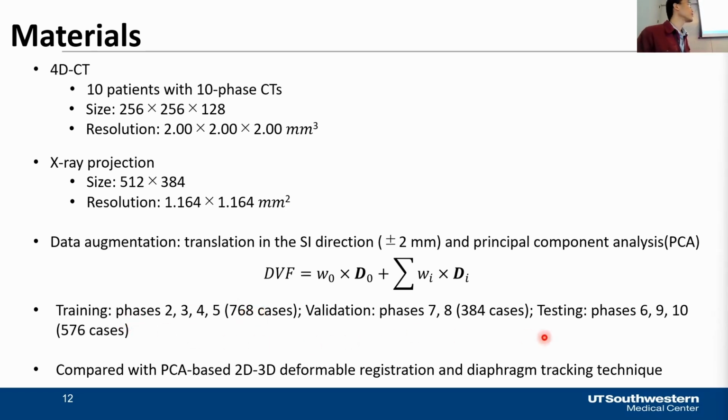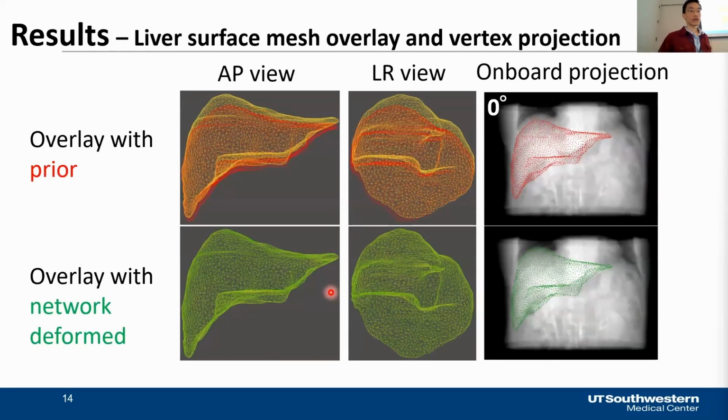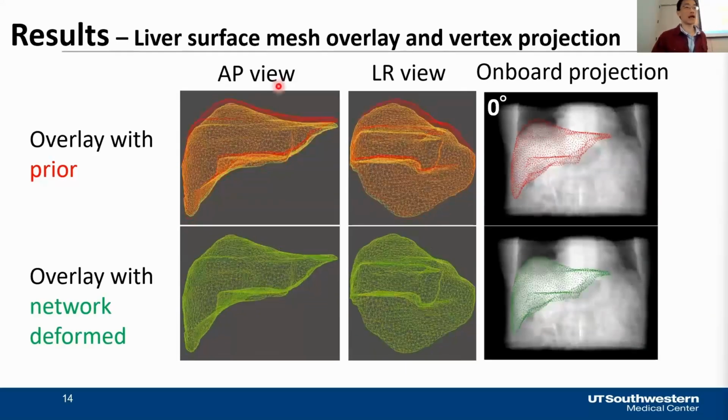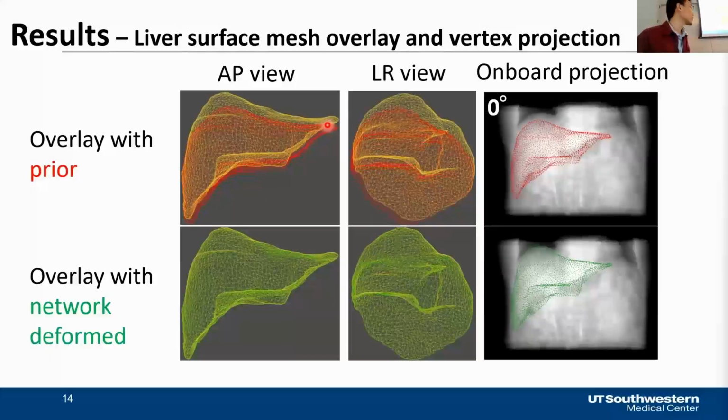And we also compare our method with two other techniques for real-time imaging. The first technique is the PCA-based 2D/3D deformable registration, which searches for the optimal coefficients of the principal motion components. The second technique is the diaphragm tracking, which uses the diaphragm as the surrogate for the liver tumor. Here, I show you the results of the liver surface mesh overlap on the left and vertex projection on the right. So let's focus on the mesh overlap first.